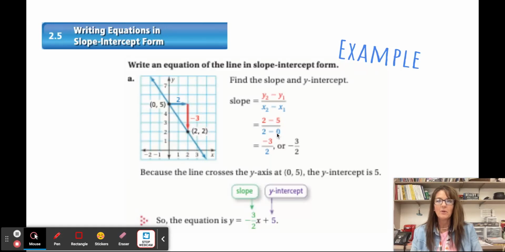Okay, here we go. Lesson 2.5. We're going to be writing equations in slope-intercept form today. Writing the equation of a line.